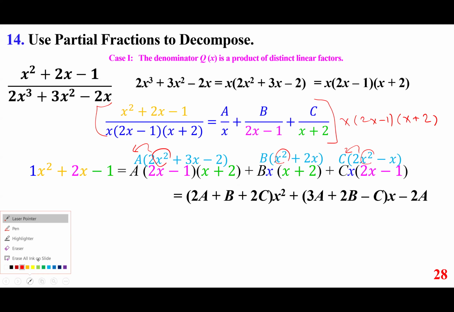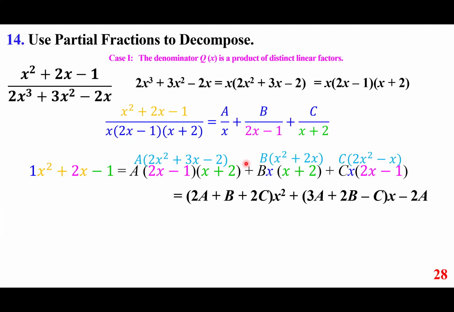Let me erase my book and I'll show you one more time. So I want to make sure you get that. So this one has 2a x squared. That's 2a. b x squared, times b. And c times 2x squared, that means 2c. And then we have the x, a times 3x, so we have 3a. Okay. b times 2x, we have 2b. c times minus x, we have minus c. The constant, none of them has the constant except the first one, a times minus 2.